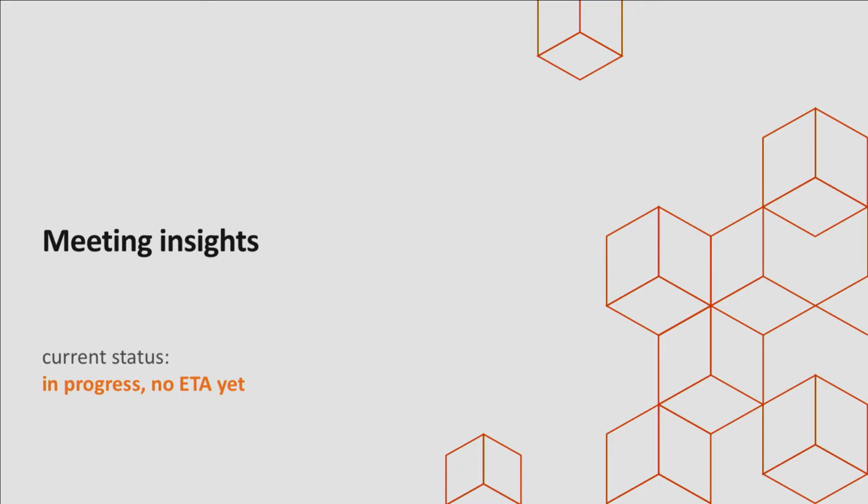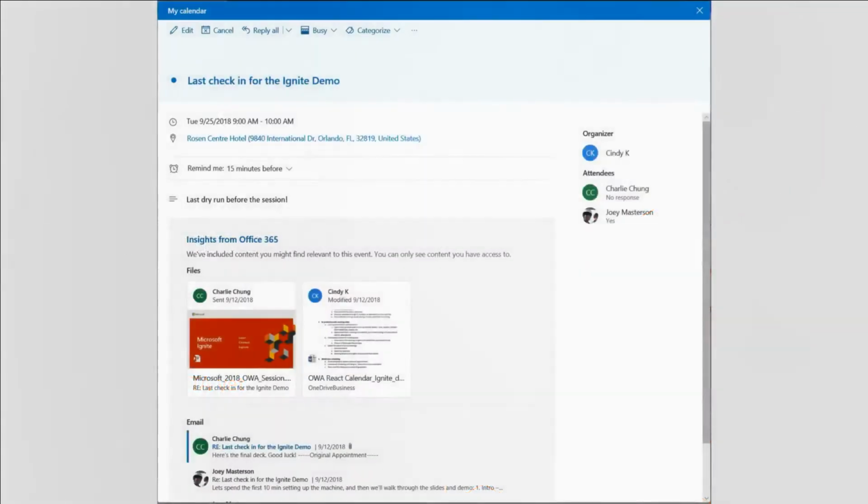So we've talked about intelligence in the inbox. We've talked about intelligence in calendar. Now we're trying to branch out and say, hey, how can we actually help you intelligently work with the files and the content that you often use in the meetings? So these are meeting insights here.